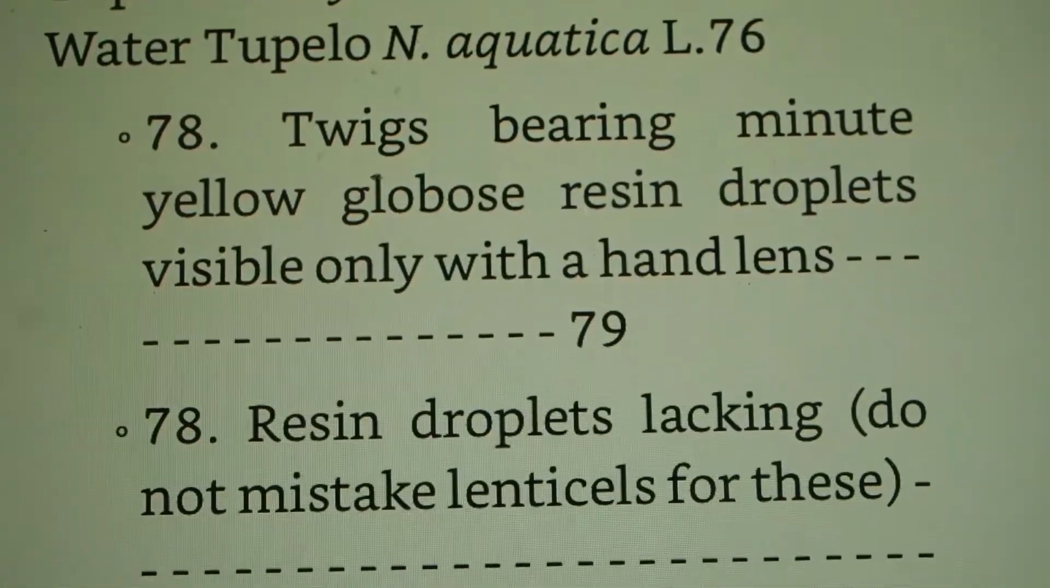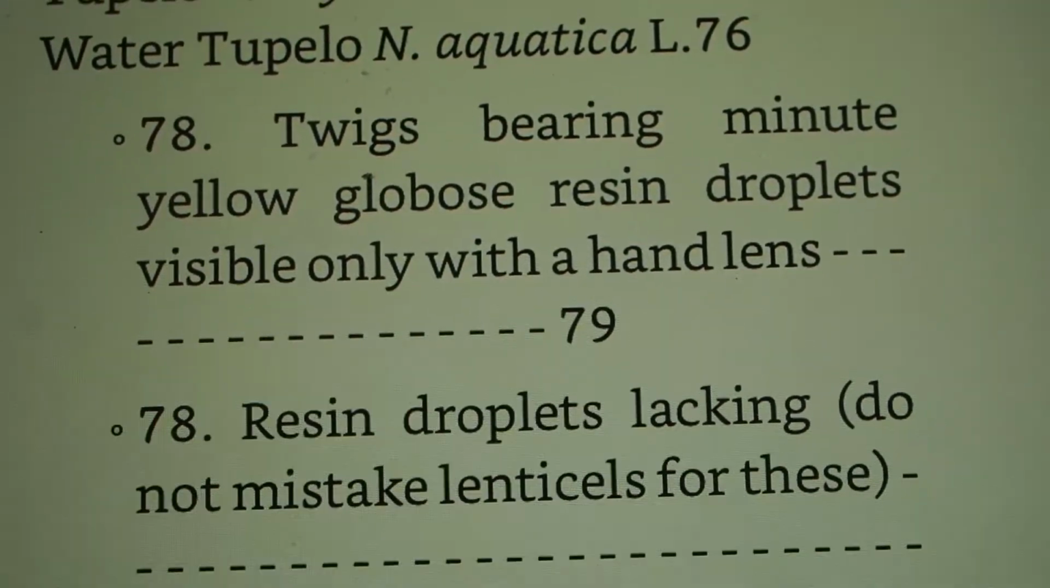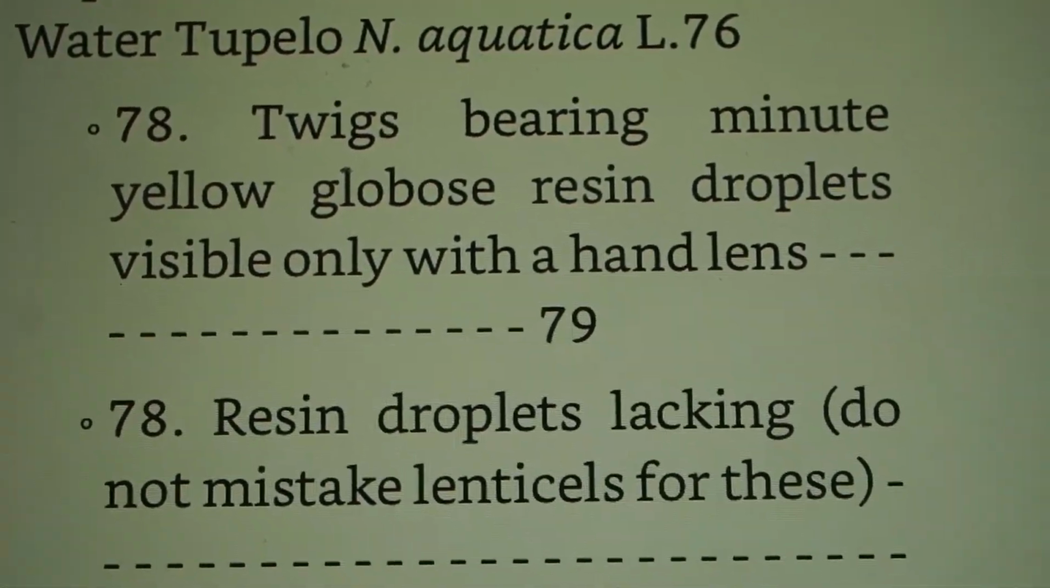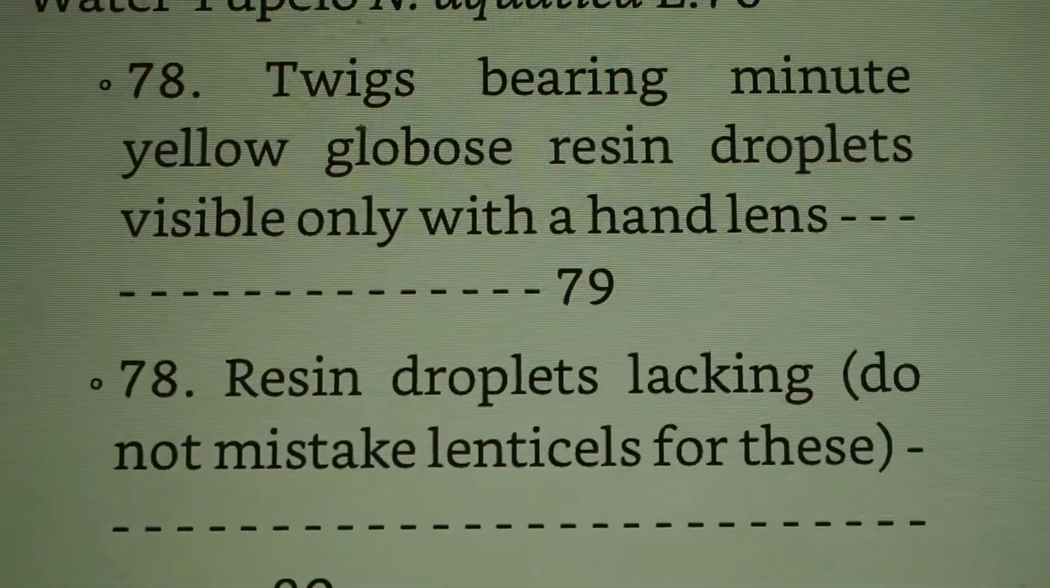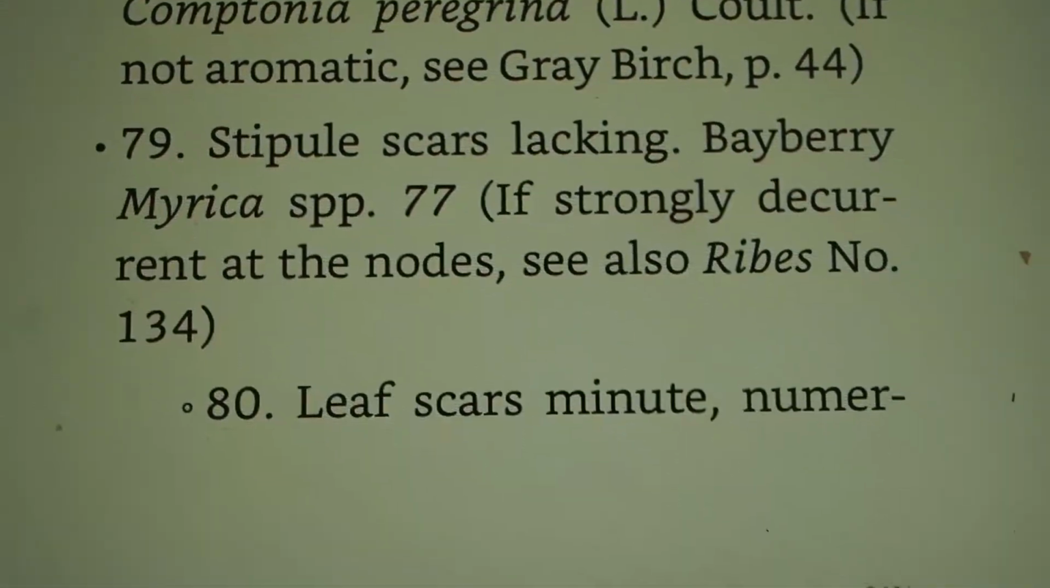Couplet 78 is asking us if the twigs have minute globose resin droplets. Let's take a close look at the twig and see if they do. No, I don't see any globose resin droplets. I see lenticels. These are these little slits, these little freckles. They're breathing pores, but those aren't resin droplets. That takes us to couplet 80.